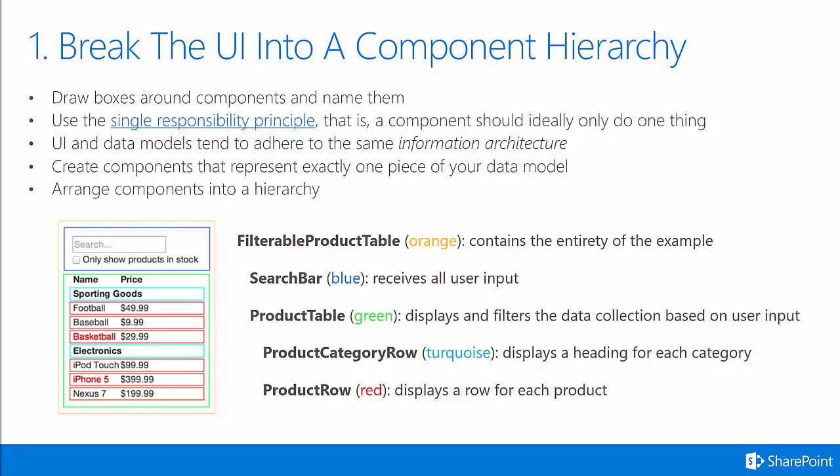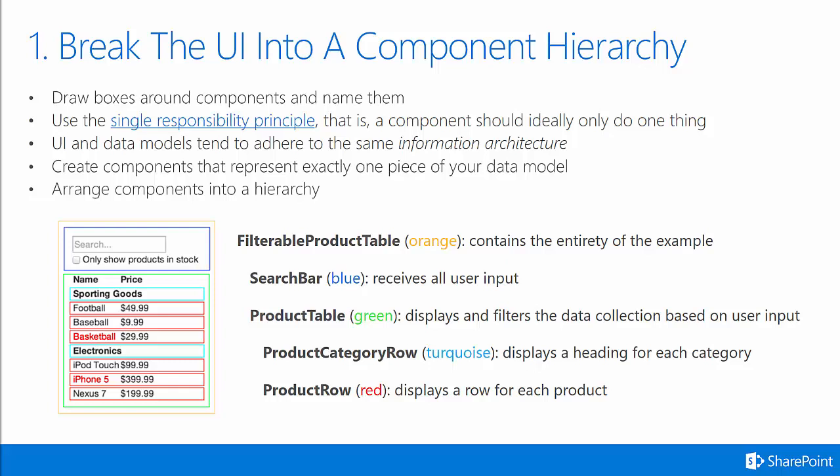We've italicized the data each component represents. We have the filterable product table in orange. This contains the entirety of the example. The search bar in blue receives all user input. The product table in green displays and filters the data collection based on the user's input. The product category row in turquoise displays a heading for each category. The product row in red displays a row for each product.